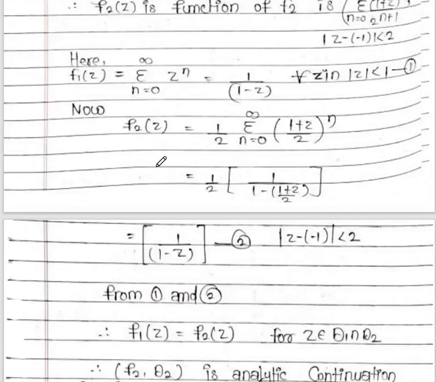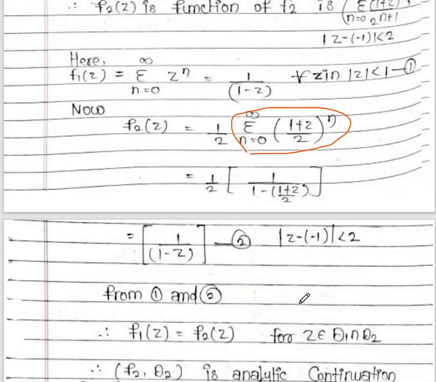Now second, f2 of z equal to 1 upon 2 summation n equal to 0 to infinity (1 plus z upon 2) to the power n. So this can be written as 1 by 2 times 1 upon 1 minus (1 plus z upon 2), by using the geometric series formula. So this is written as, the 2s will get cancelled, 1 upon 1 minus z, equation number 2. Here |z plus 1| less than 1.